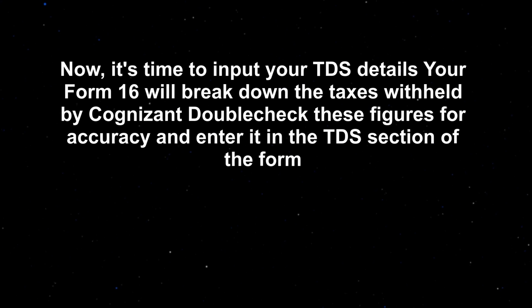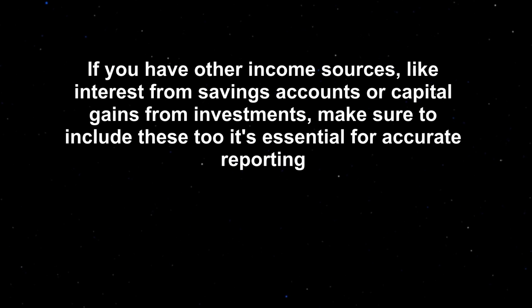Now, it's time to input your TDS details. Your Form 16 will break down the taxes withheld by Cognizant. Double-check these figures for accuracy and enter them in the TDS section of the form. If you have other income sources, like interest from savings accounts or capital gains from investments, make sure to include these too. It's essential for accurate reporting.